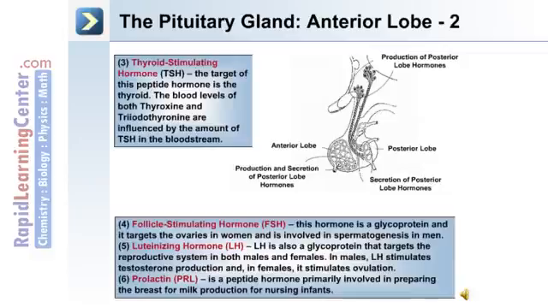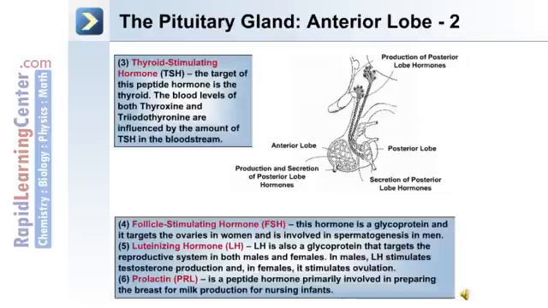The fifth hormone is luteinizing hormone, or LH. Luteinizing hormone is also a glycoprotein that targets the reproductive system in both males and females. In males, luteinizing hormone stimulates testosterone production, and in females, it stimulates ovulation.